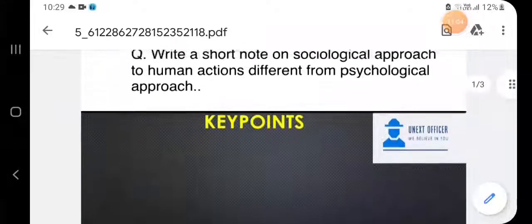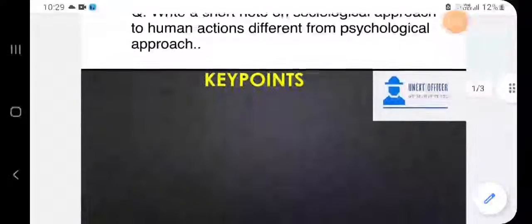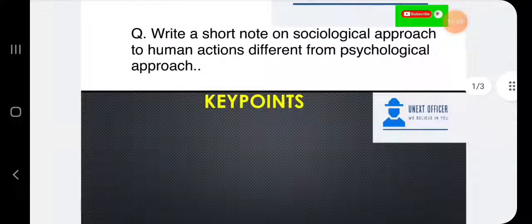You don't need to flood your answer with thinkers, rather just include 2 or 3 thinkers, maximum 3 thinkers in one answer. That's more than sufficient. Okay, so this is our question today, right? So the conclusion part is over.